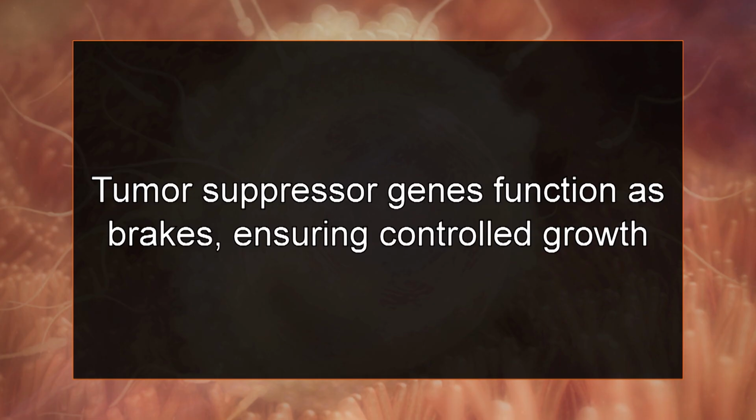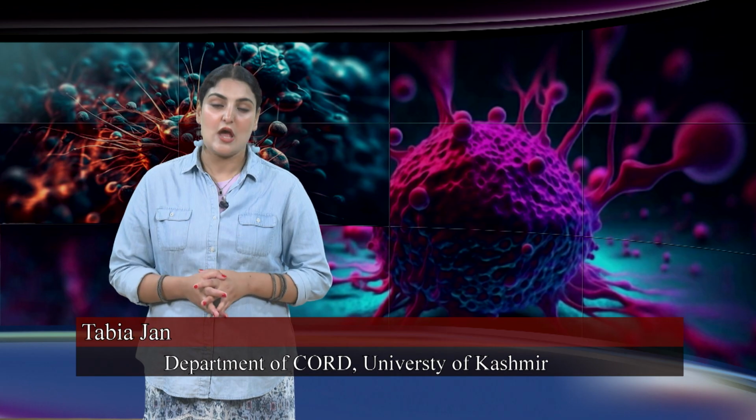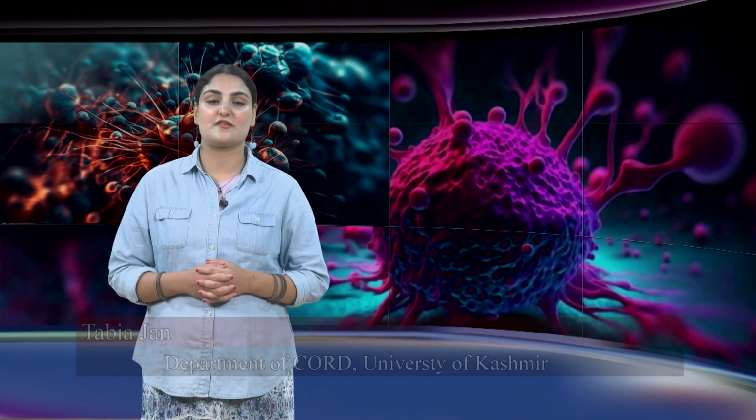Mutations that activate them transform normal proto-oncogenes into oncogenes, pushing cells into continuous proliferation. Then tumor suppressor genes function as brakes, ensuring controlled growth. Mutations that disable them remove this restraint, permitting unchecked division. Together, these mutations create a balance shift where cell proliferation overrides regulatory signals, resulting in tumor initiation.